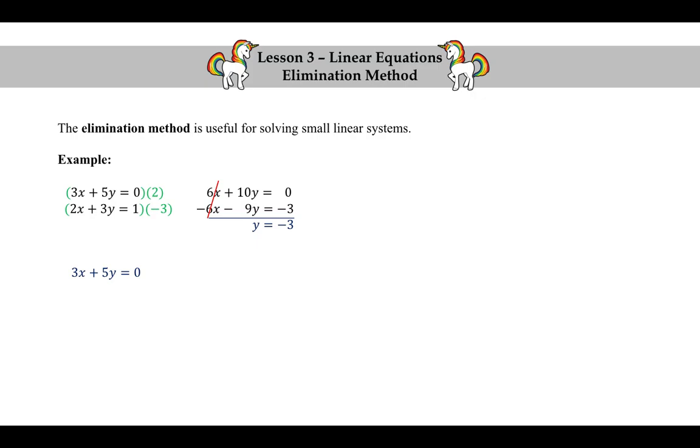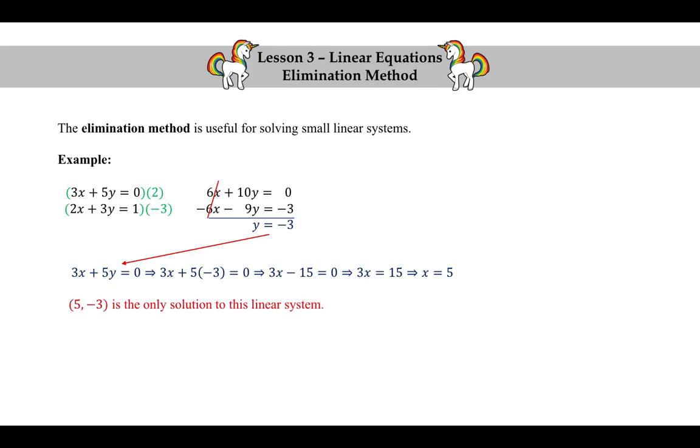I'm now going to go ahead and substitute y equals -3 into the first equation, 3x plus 5y equal to 0. And we get 3x plus 5 times -3 is 0. 5 times -3 is -15. Adding 15 to each side of this equation gives us 3x equal to 15. And dividing each side of this last equation by 3 gives us x equal to 5. So we see that (5, -3) is the only solution to this linear system.